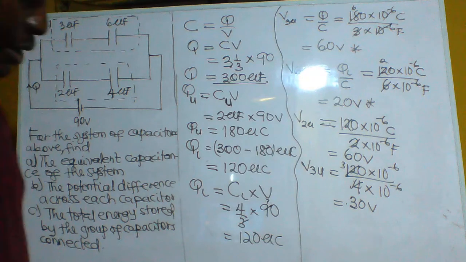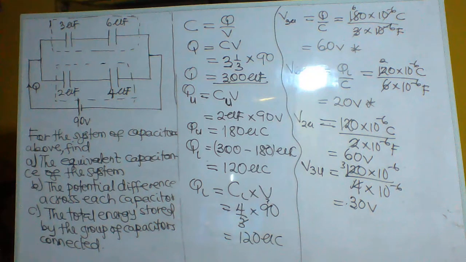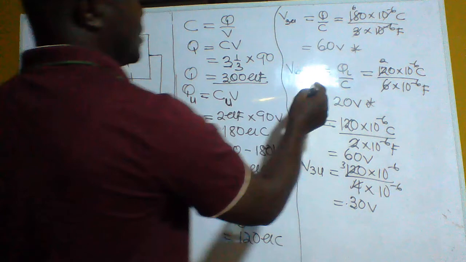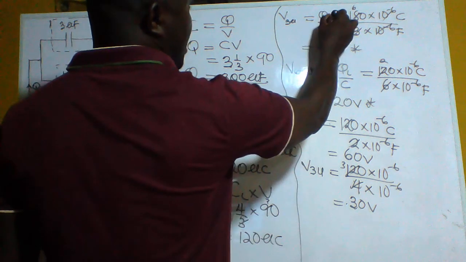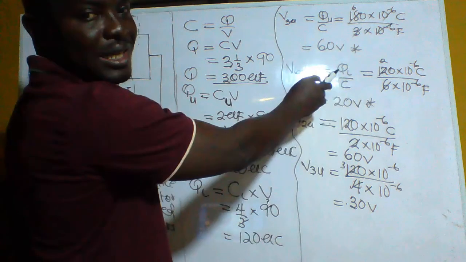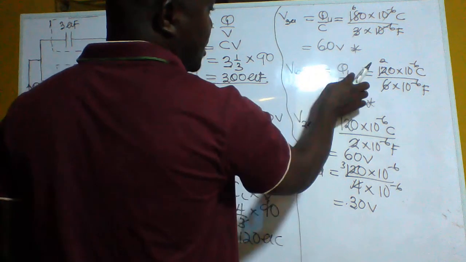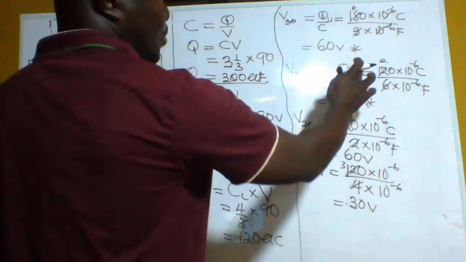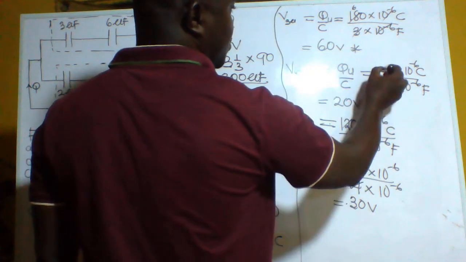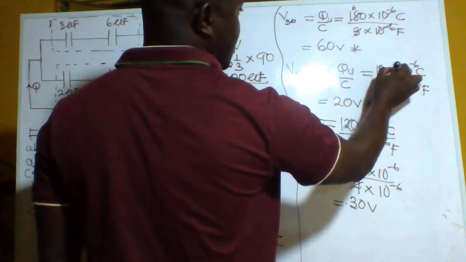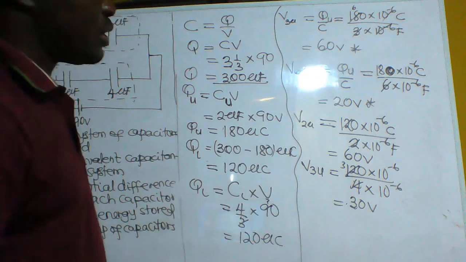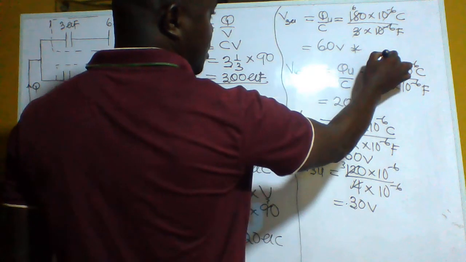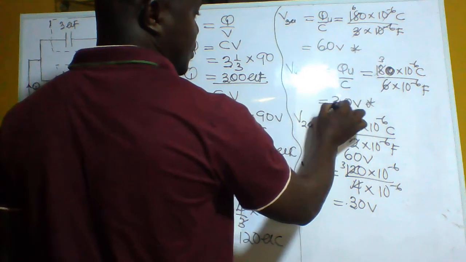All right. I've been able to detect where the issue came from. You see, this is the voltage across the 6. What happened is that this is Q upper, and this must also be Q upper. Mistakenly, we used Q lower. If Q upper, then this will not be 120 but 180. Meaning, when you are doing these things, you have to open your eyes so well. Okay, and so this will also be 3 to give us 30 volts.